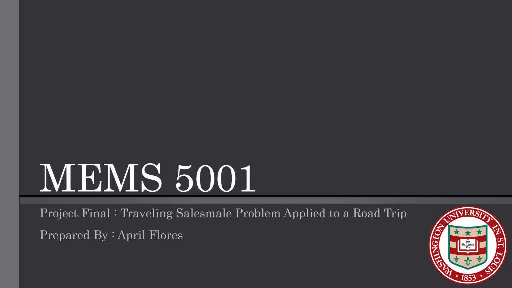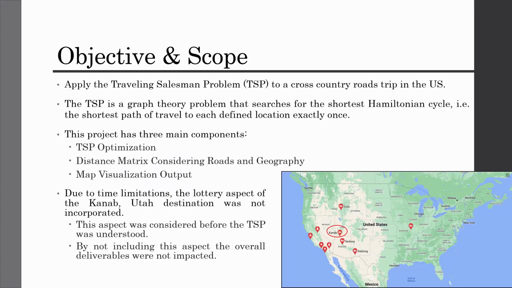Today I'll be presenting my final project for the traveling salesman problem applied to a road trip for MIMS 5001. The objective and scope for this project is to apply the traveling salesman problem to a cross-country road trip in the United States. The traveling salesman problem is a graph theory problem that searches for the shortest Hamiltonian cycle, i.e., the shortest path of travel to each defined location exactly once.